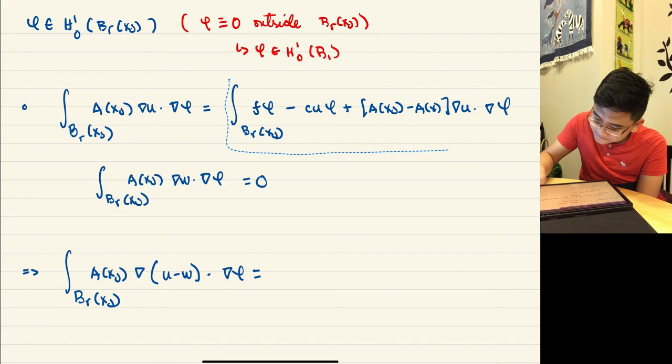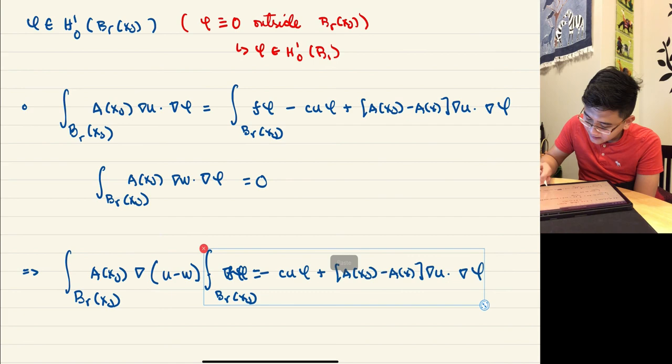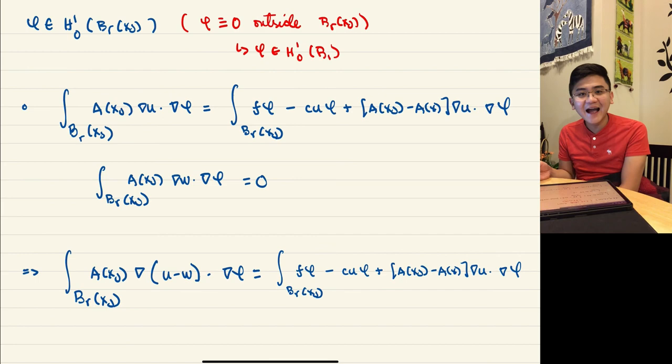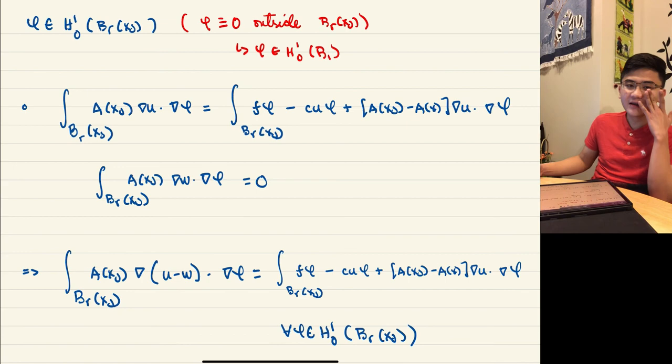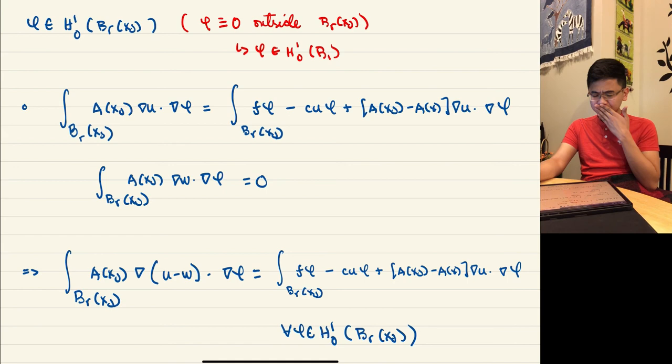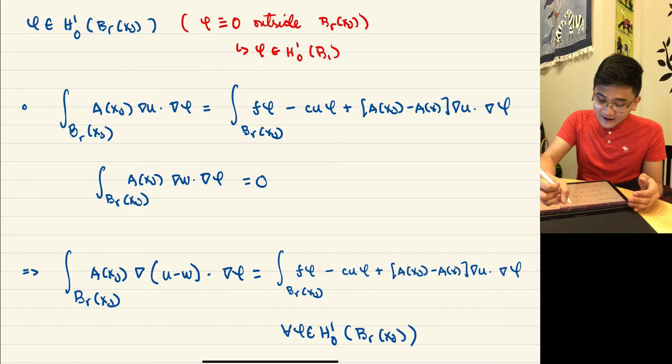Okay, we're going to use technology. Copy, it's a bit too big, paste. Okay, so we have the following thing, which is true for every phi in H^1_0 of B_R. We've just formalized the heuristic arguments that we mentioned before, and this is true for every test function phi in H^1_0.